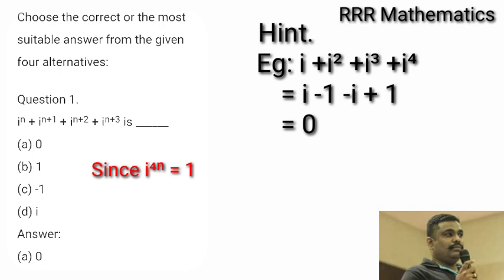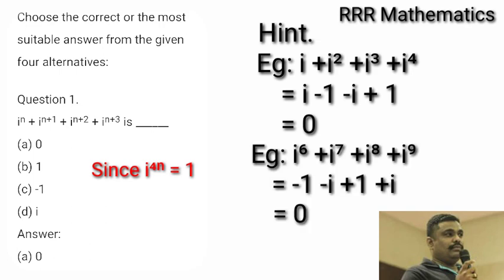And I will give another example: i power 6 plus i power 7 plus i power 8 plus i power 9. I power 6, you can write as 4 plus 2. 4 is a multiple of 4, and plus 2. So i power 4 becomes 1, then i square becomes minus 1. I power 7, I can split the power as 4 plus 3. So i power 4 is 1, i cube is minus i. I power 8, where 8 is a multiple of 4, so the value is 1. I power 9, I can write 9 as 8 plus 1. So i power 8 is 1, so i power 1 is left. In this case, the sum is 0.